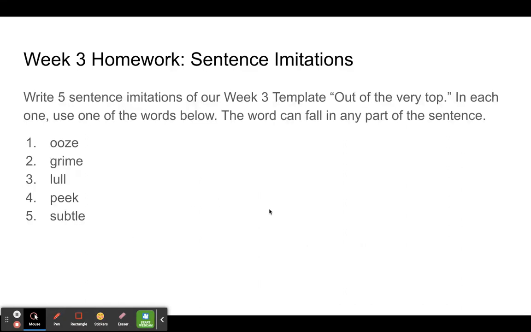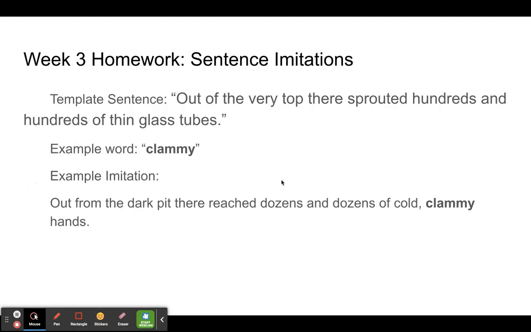So your homework this week, you're going to do sentence imitations again. Write 5 sentence imitations of our week 3 template out of the very top. In each one, use one of the words below. The word can fall in any part of the sentence. And so let's take a look at an example here. If our example word is clammy, the imitation could look like, out from the dark pit there reached dozens and dozens of cold, clammy hands.